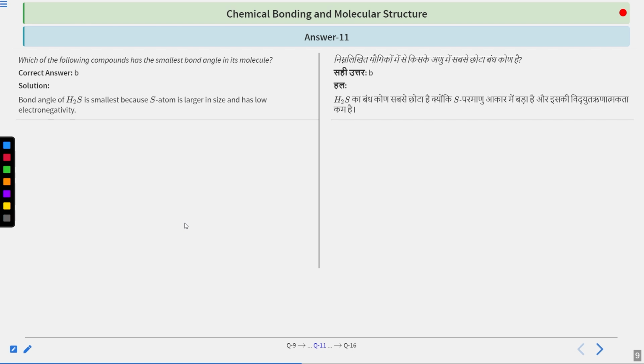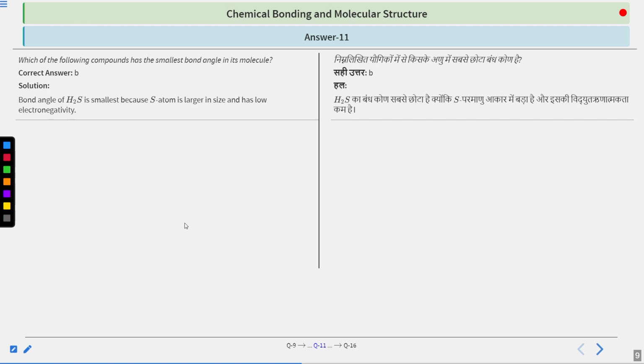Why is it so? Because the S atom is larger in size. Due to the low electronegativity, most of the electrons will be towards the middle. And that would result in less repulsion and therefore the bond angle will be smallest. Clear? Okay. So again, sulfur is present as a central atom, so it is less electronegative. So most of the electrons will be in the center, or you could also say that they will be more towards the hydrogen as compared to all others.